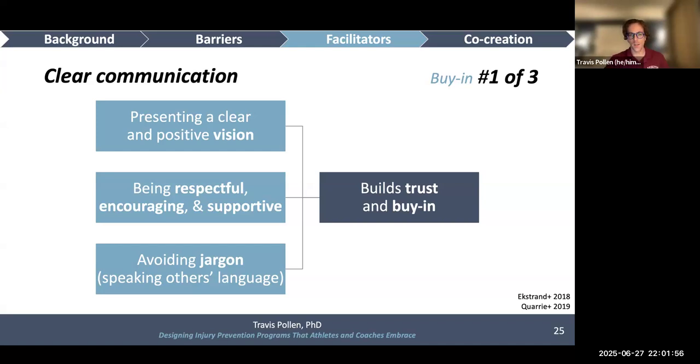The other thing that we want to do is avoid jargon. In other words, speak the other people's language. So avoid fancy sports medicine, sports performance talk that our athletes and coaches aren't going to be able to understand. So if we can speak their language and communicate strongly, this is going to go a long way in combating the skepticism and disinterest that we talked about before, and building that trust and buy-in that we need to get athletes and coaches adopting and adhering to our programs.